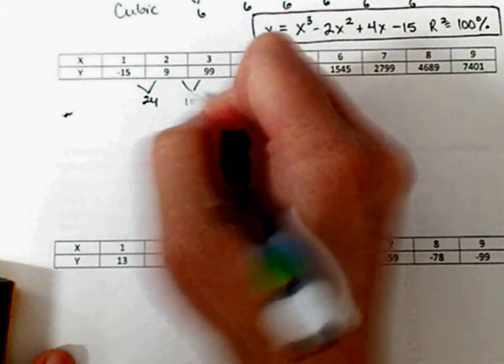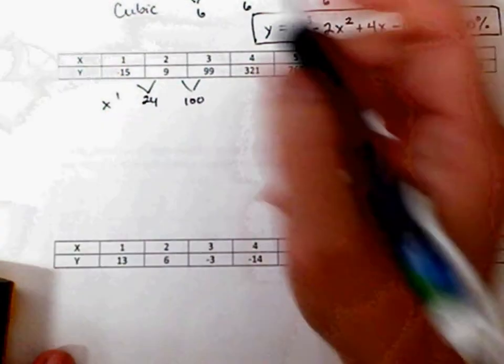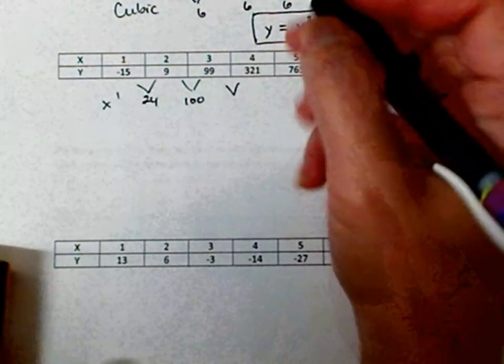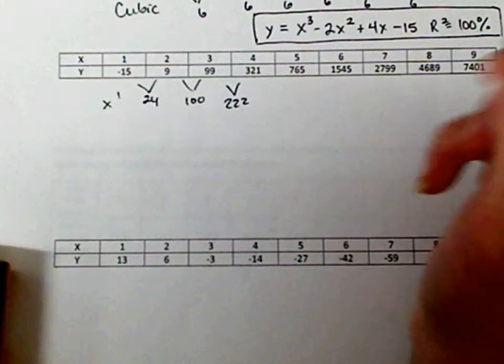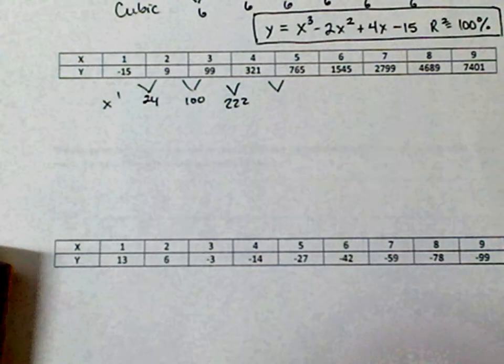This one is our linear. I'm just going to put x1. Throw that away. Next one, 321 minus 99 is 222. I can tell you it's not a linear. See how the numbers are changing? 765 minus 321.